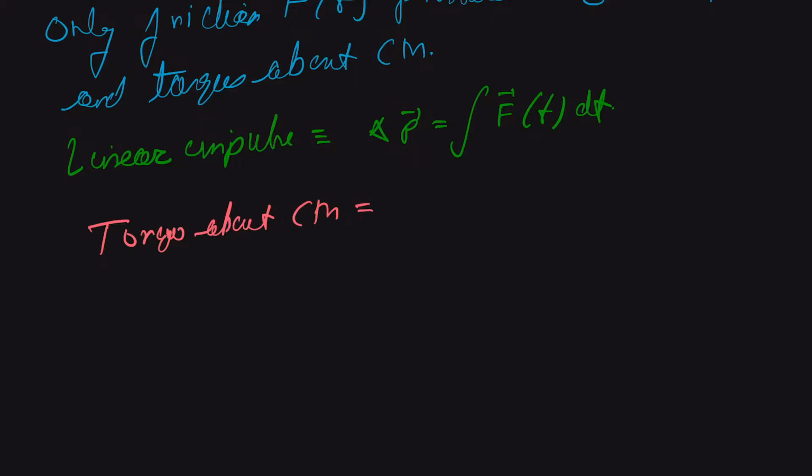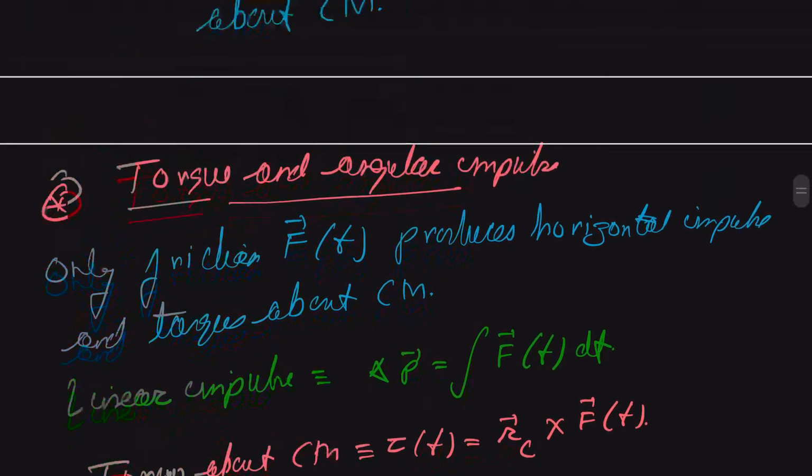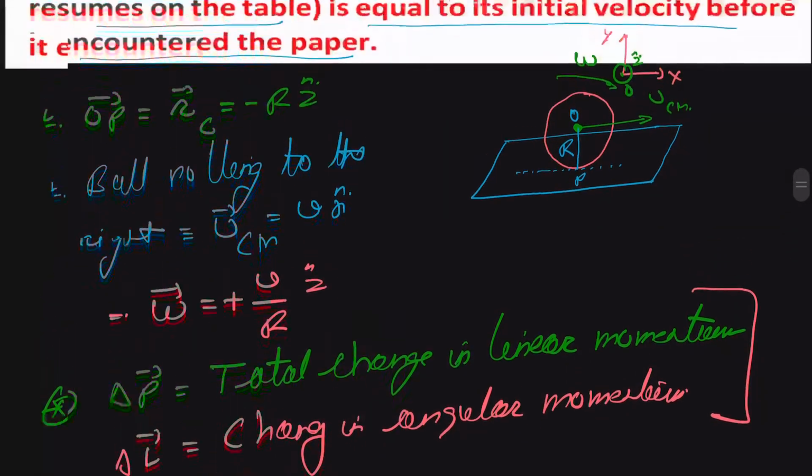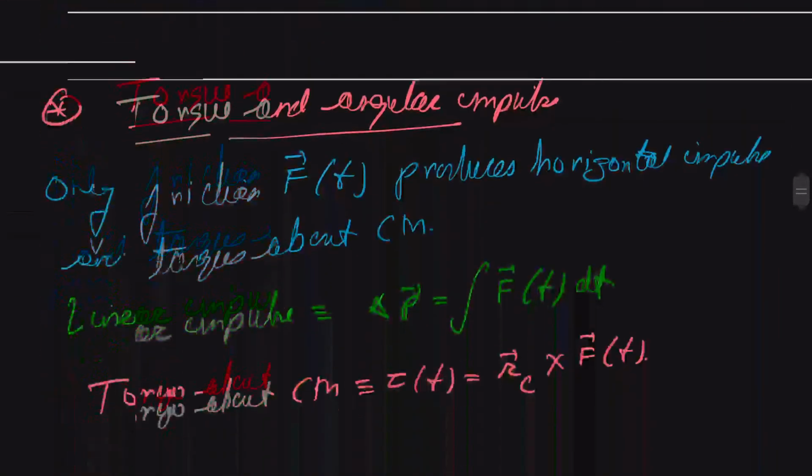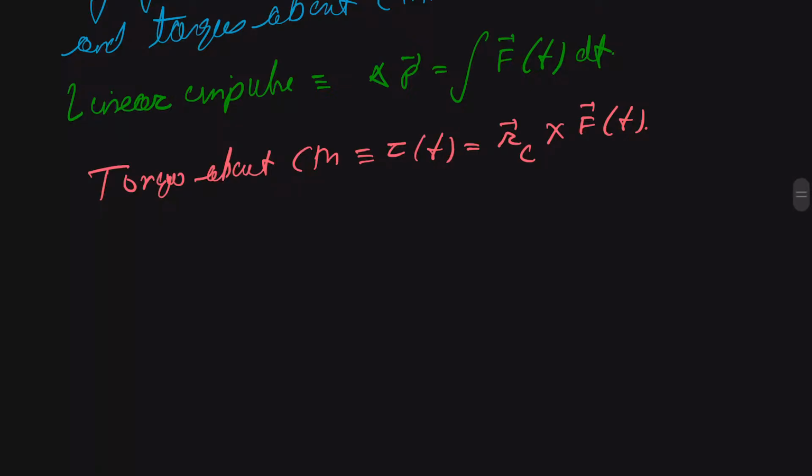Center of mass, let us call this our tau of t, and it will be our r contact, that is the perpendicular distance of the lever arm, multiplied by the cross product of our force. And our r of c we have already written, that is minus r of z unit vector. Therefore we can write that tau is equal to minus r z cross f of t.